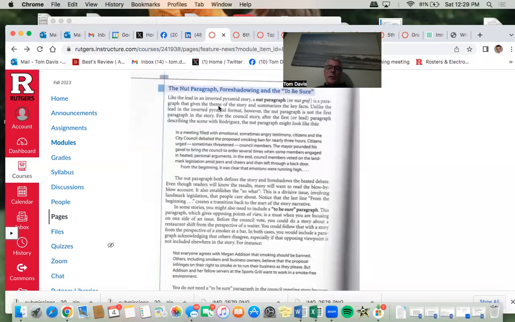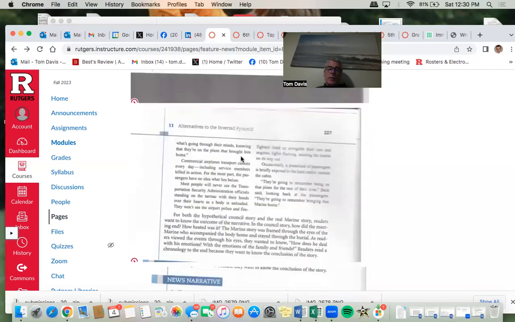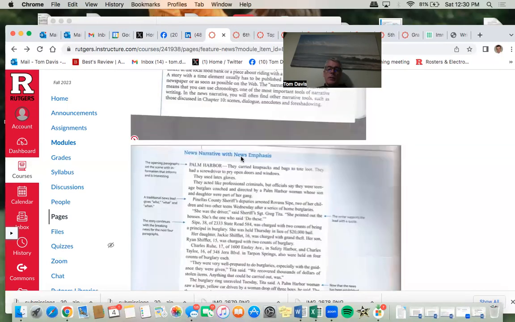The nut graph, like the lead in an inverted pyramid story, is a paragraph that gives the theme of the story and summarizes the key facts. Unlike the lead in the inverted pyramid format, however, it's still an inverted pyramid, but just in a different way. The top is different. The nut graph is not the first paragraph of the story.